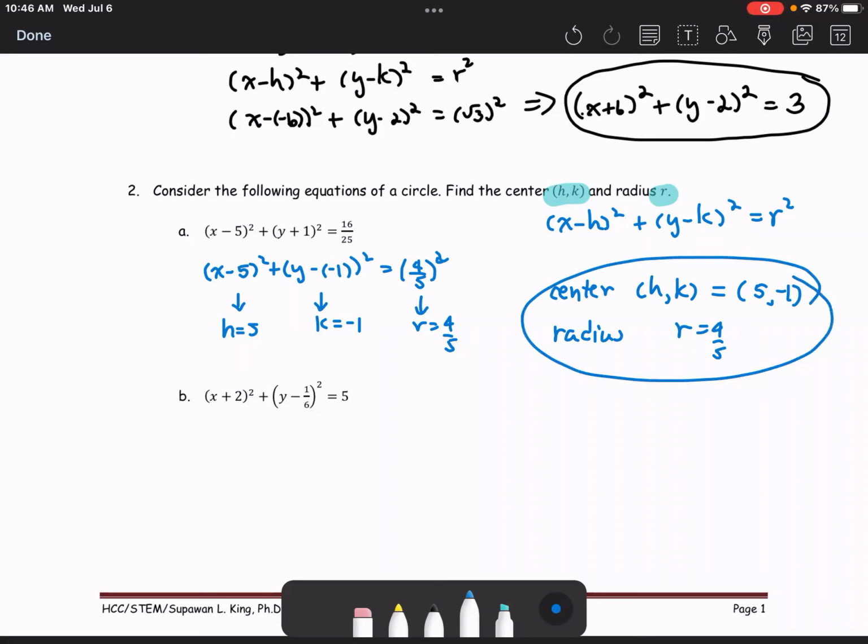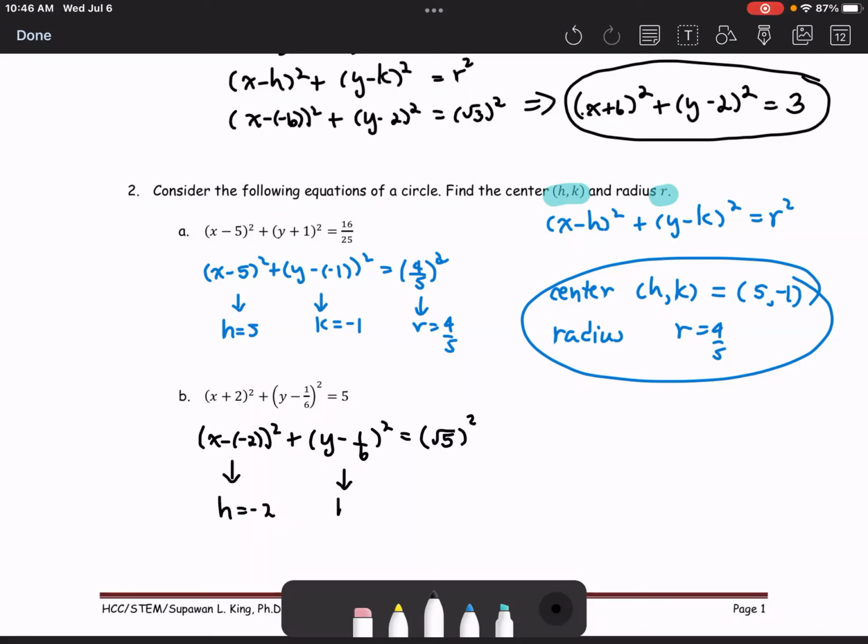For part B, x plus 2 quantity squared, so we will write it as x minus the number -2 quantity squared plus y minus the number 1/6 squared equals the number on the right-hand side, which we write as the power 2 of the number, the power 2 of √5. So then we get the value h as -2, k as 1/6, and r as √5.